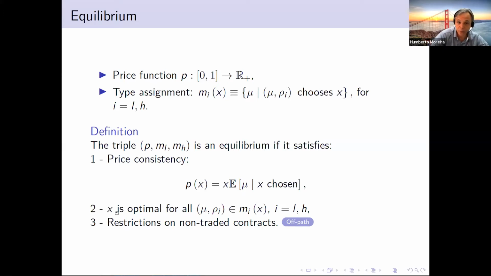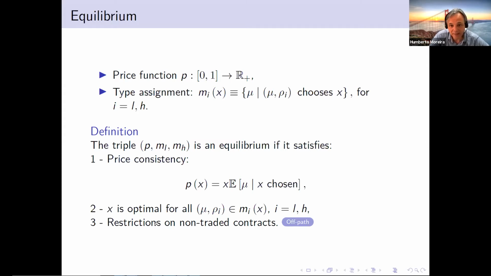X, on the other hand, should be optimal for the insureds. It means that, in the language here, the mu and the rho I should be choosing the X level, right? So this mu I represents the choice, the optimal choice.